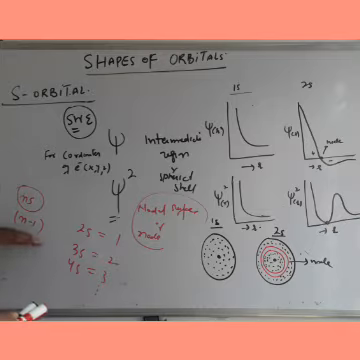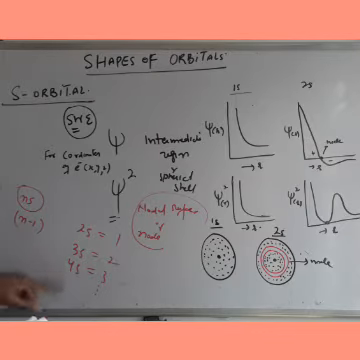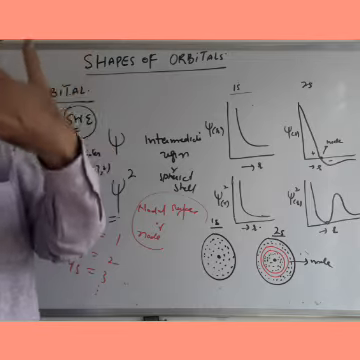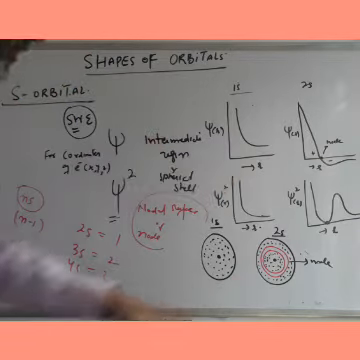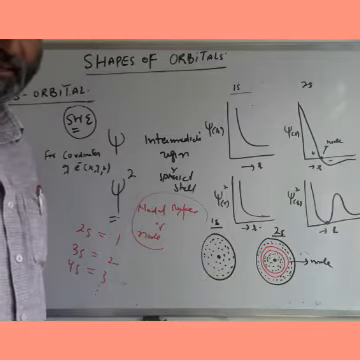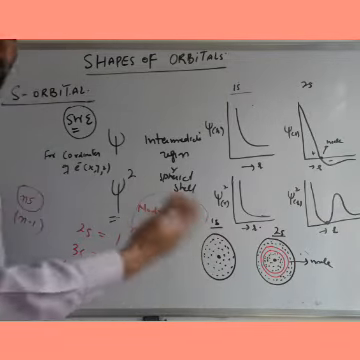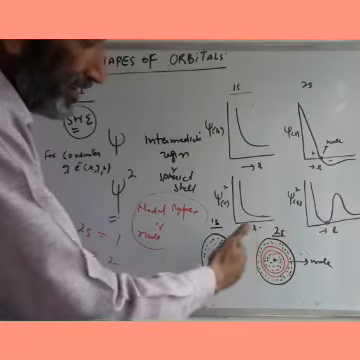So we can calculate this. For 3s, n is 3, so 3 minus 1 gives 2 nodes. For 4s, that means 4 minus 1 gives 3 nodes. So we can visualize these probability density variations in terms of an electron cloud diagram.